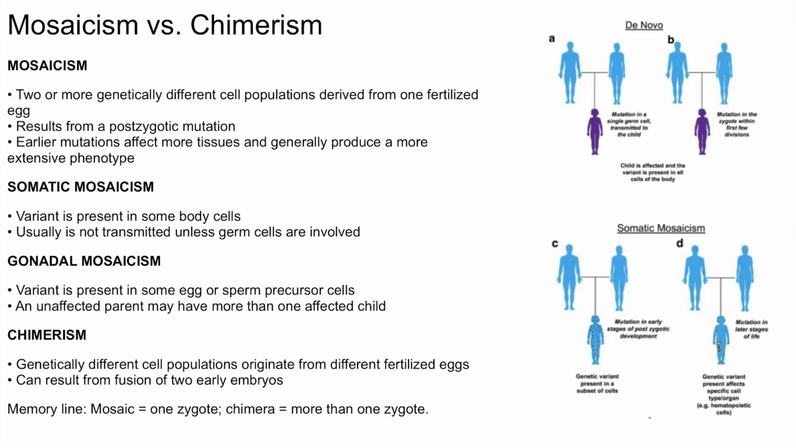Chimerism is fundamentally different because the genetically distinct cells originate from more than one fertilized egg, such as through fusion of two early embryos. So just remember, mosaic equals one zygote, while chimera equals multiple zygotes. And that just makes sense with what chimera is, traditionally speaking, right? It's like that mixed up creature. It's multiple things in one, right? It's the lion, it's the snake, it's the scorpion, it's the bat. And so just remember, chimera, multiple zygotes, mosaic, one zygote.